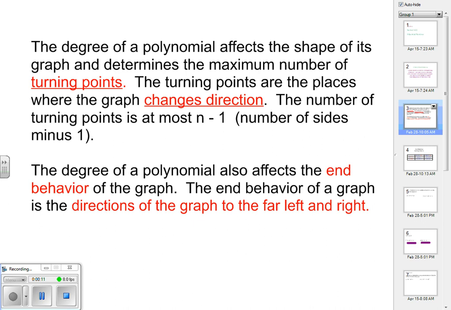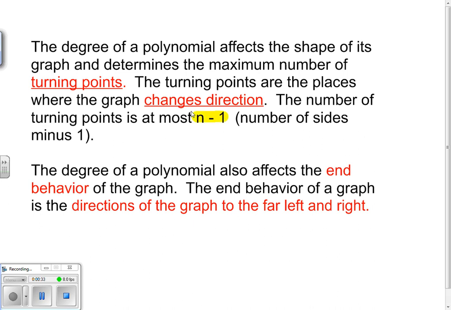Graphs have something called a turning point. A turning point occurs anytime that a graph is going up or down and changes direction. So if it's going up and then all of a sudden it starts going down, that's a turning point. Or if it's going down and all of a sudden starts going up, it's also a turning point. You can find the number of turning points by doing n minus 1. So that is written there for you to see, where n is the highest power that you have.